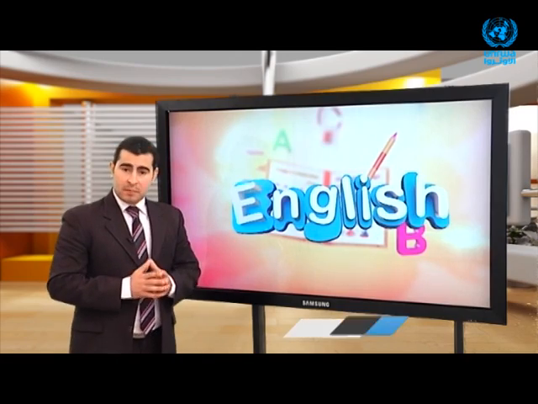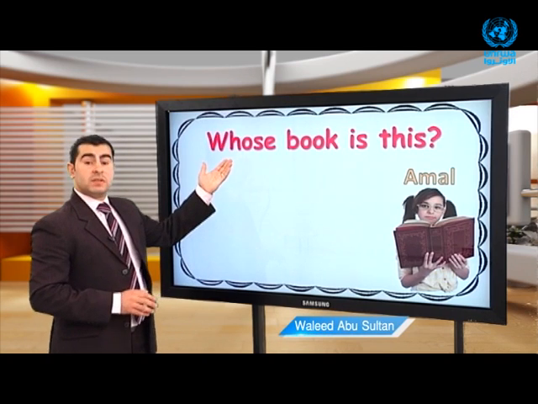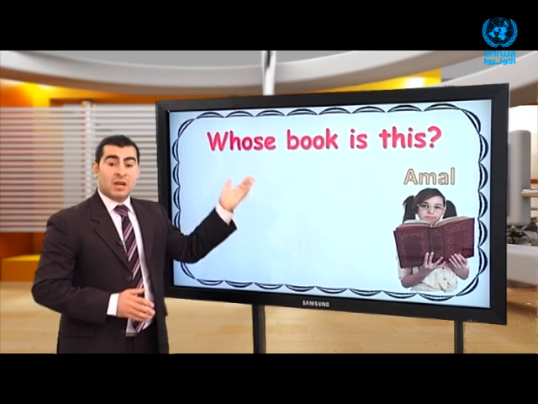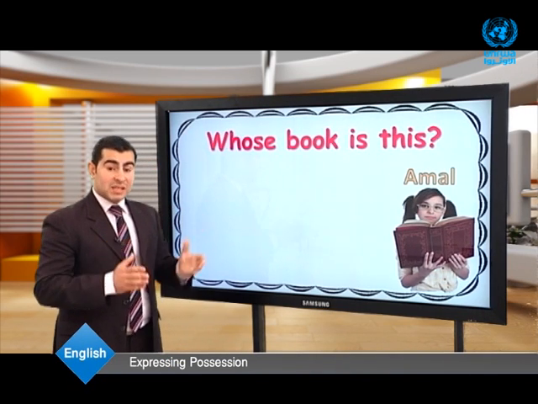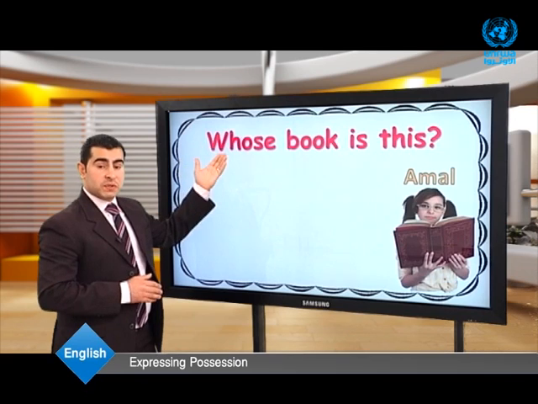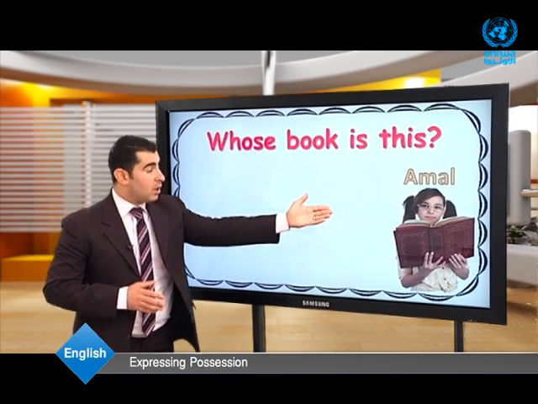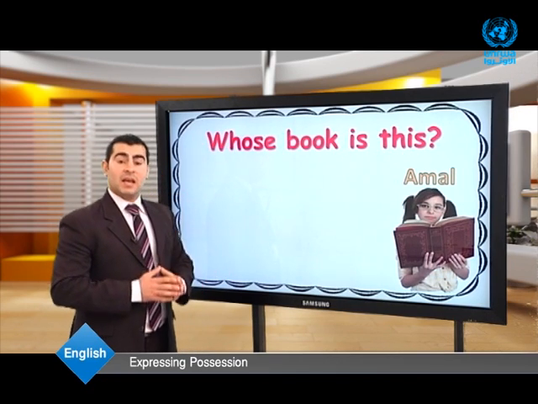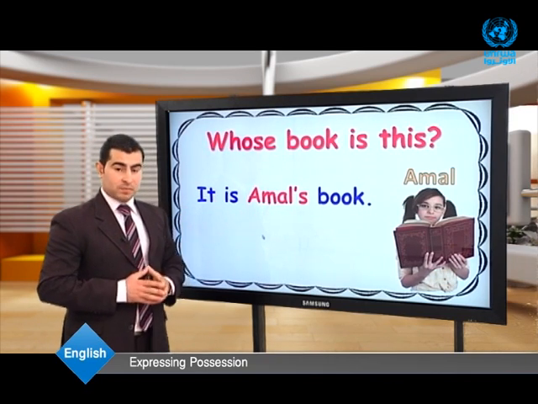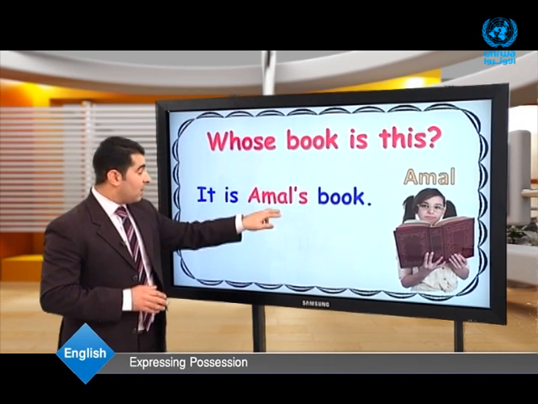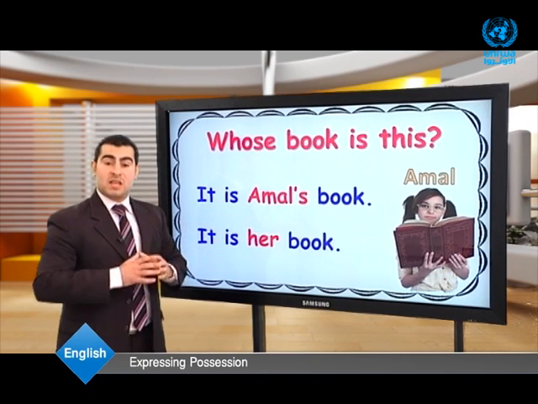Dear students, welcome back. Look, as we have just learned, we use the question word whose to start the question when we ask about possession. This question is, whose book is this? Now look, we have a girl called Amal holding a book. Now we will say, it is Amal's book. Look, we added the apostrophe plus s to Amal because Amal owns the book.